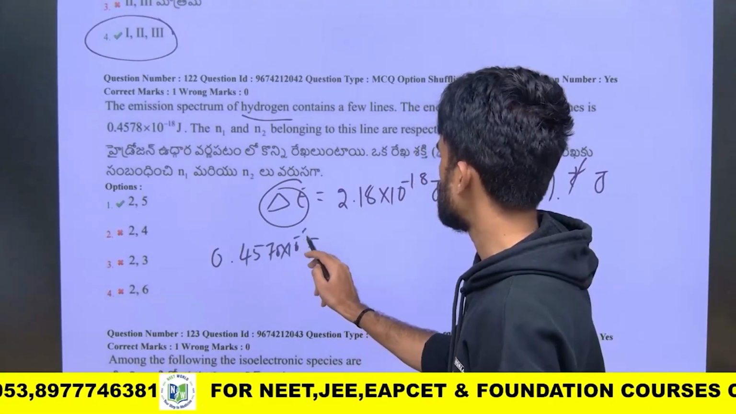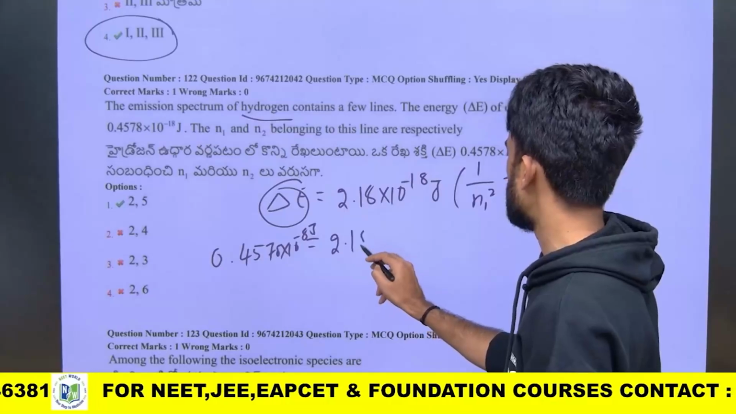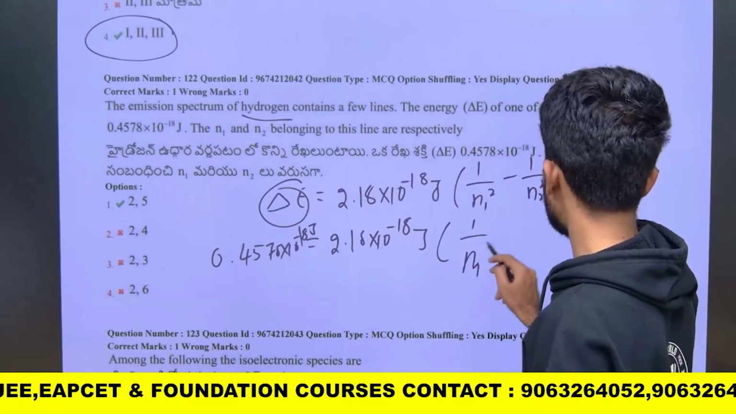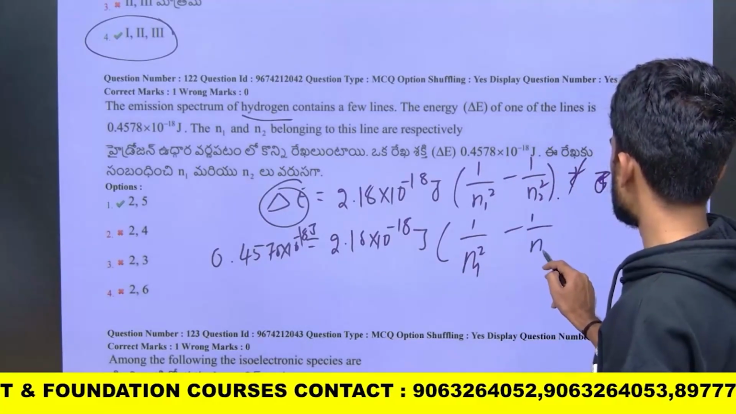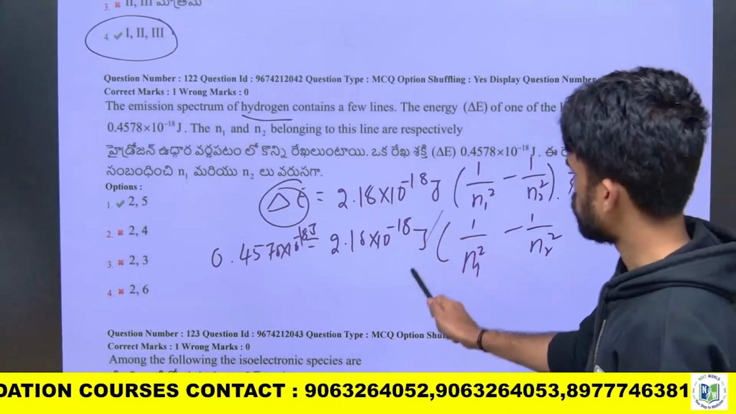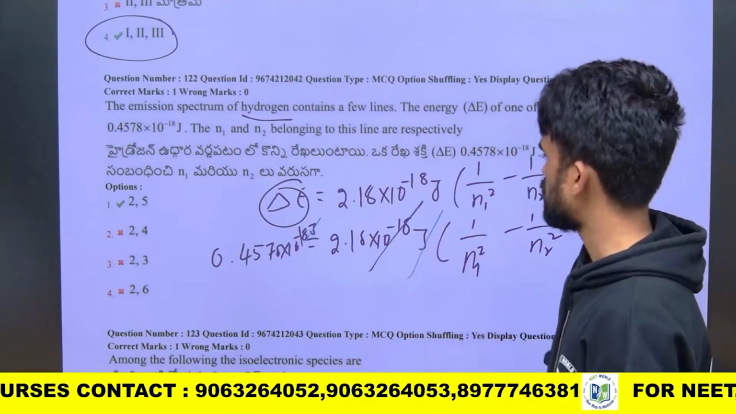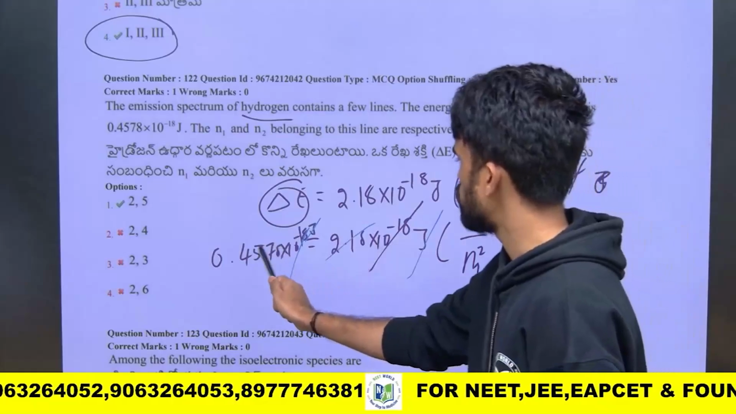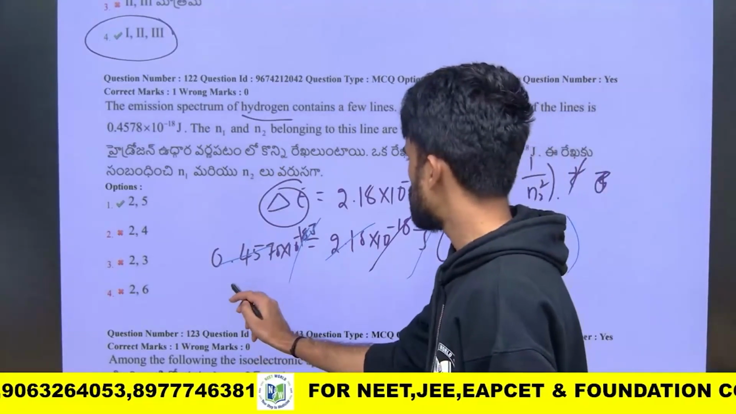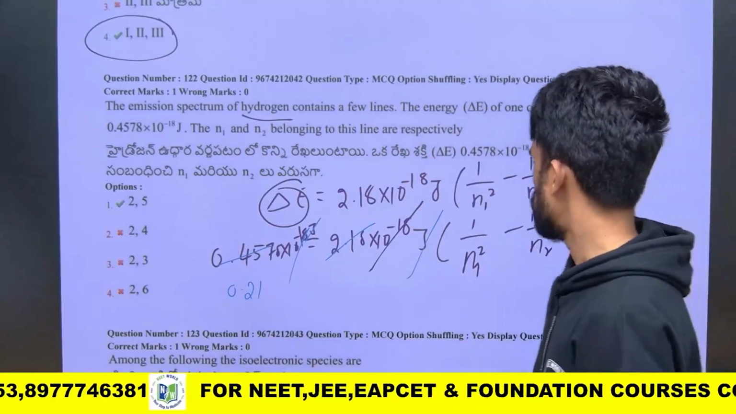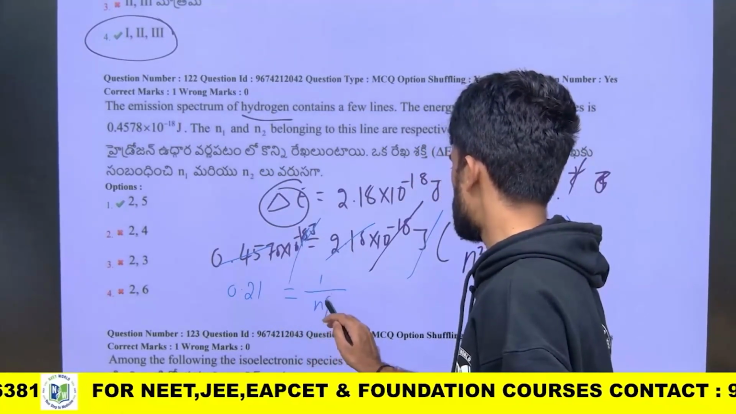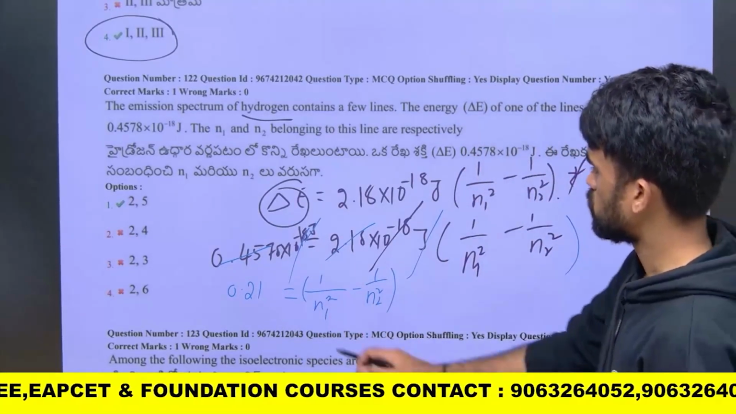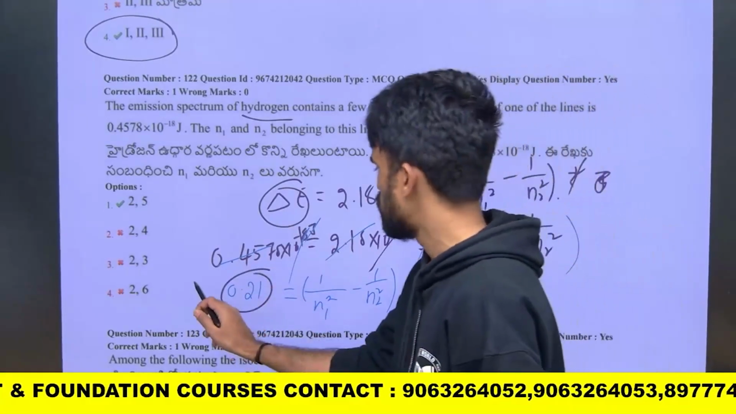The energy difference they mentioned is 0.4578 into 10 power minus 18 joules. This is 2.18 into 10 power minus 18 joules, multiplied by 1 by n1 square minus 1 by n2 square. The units get cancelled, and 10 power minus 18 also cancels. If we simplify this, we get about 0.21, the nearest value, which equals 1 by n1 square minus 1 by n2 square. This is the value we got. Now this 0.21 I am writing as 21 by 100.